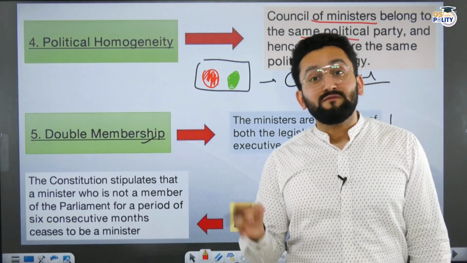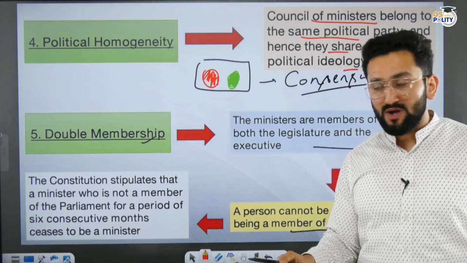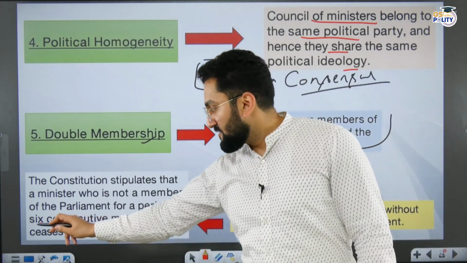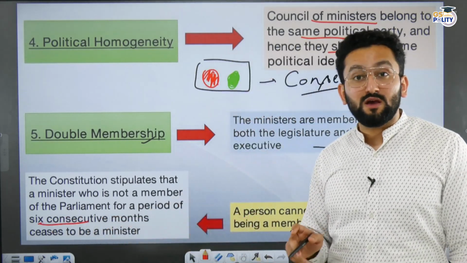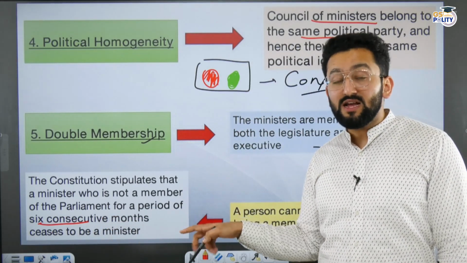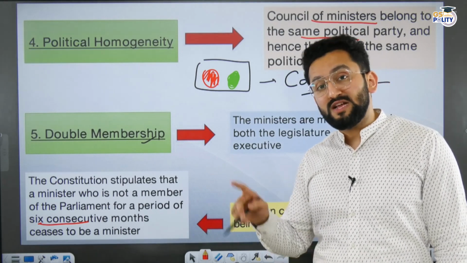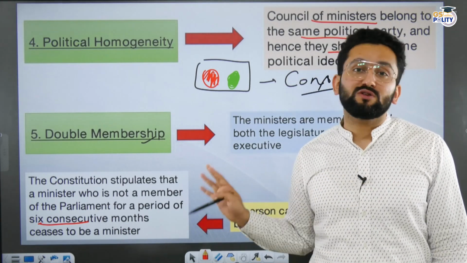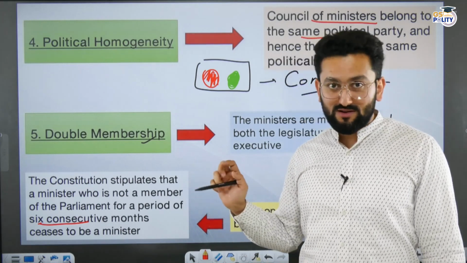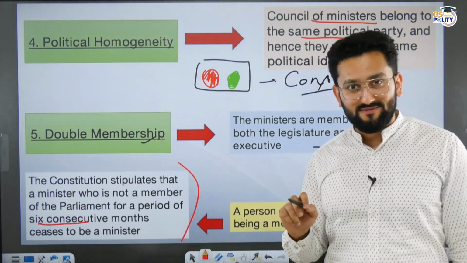So Satyendra can join that without being a member of Lok Sabha or Rajya Sabha, but this can happen only for 6 consecutive months. Before the 6 months end, Satyendra has to be part of either Lok Sabha or Rajya Sabha, or should resign from the post of minister. Okay, so this can happen.